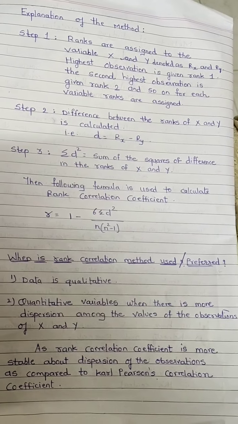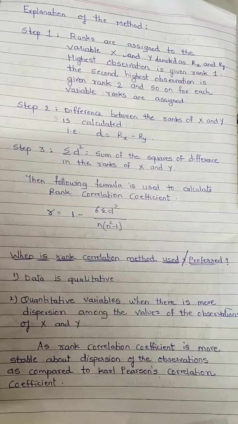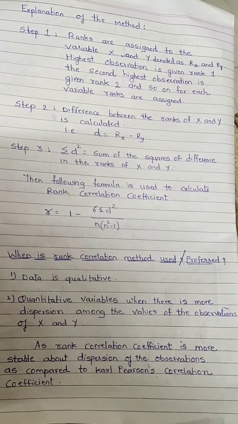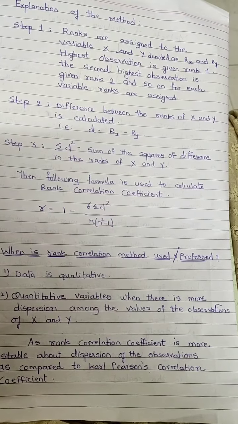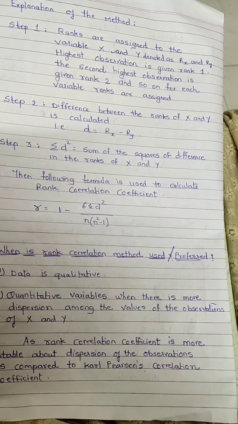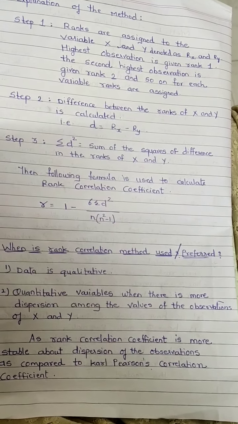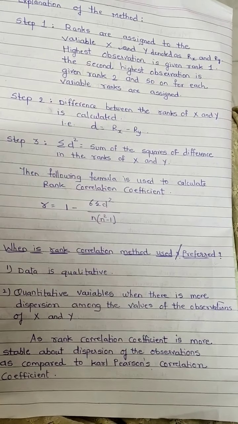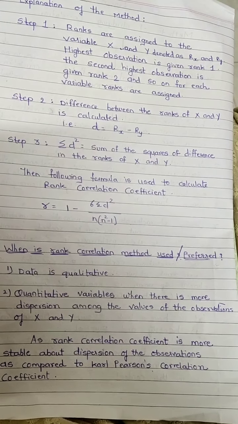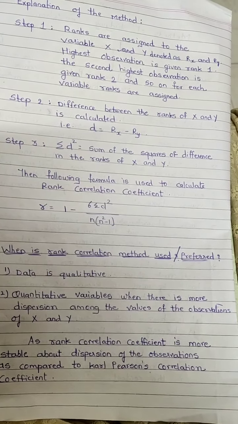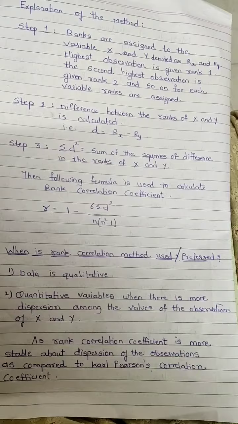A very simple method. When is the rank correlation method used or preferred? First point, when data is qualitative. Second, when quantitative variables are given, but there is more dispersion among the values of observations of x and y. In such a case, as rank correlation coefficient is more stable about dispersion than Karl-Pearson's, Spearman's rank correlation is preferred.